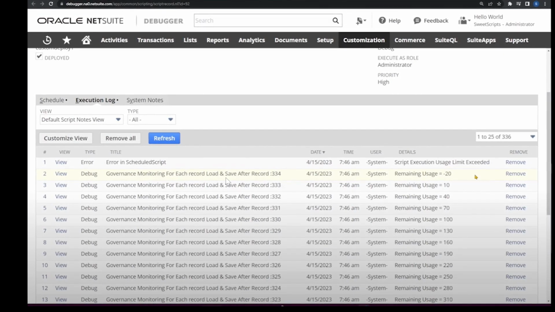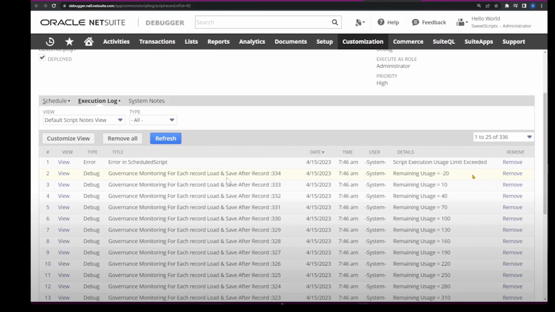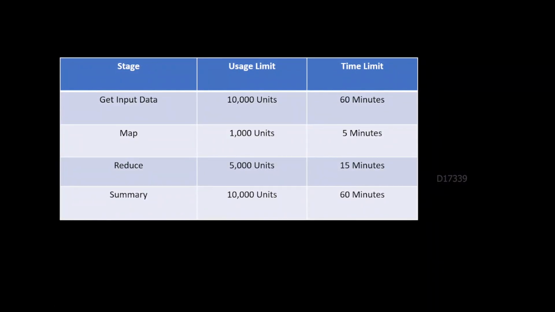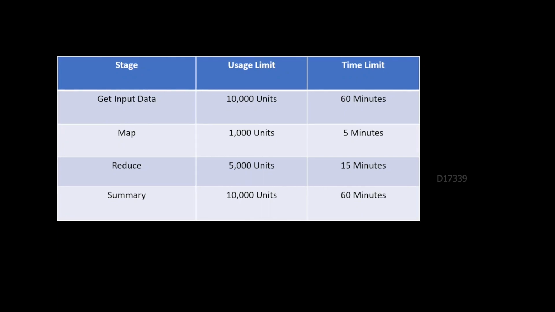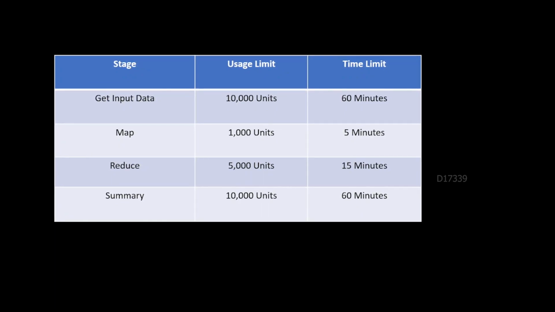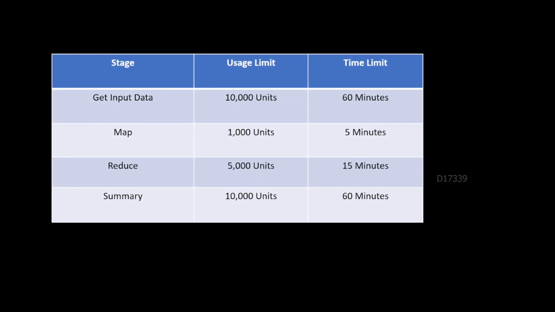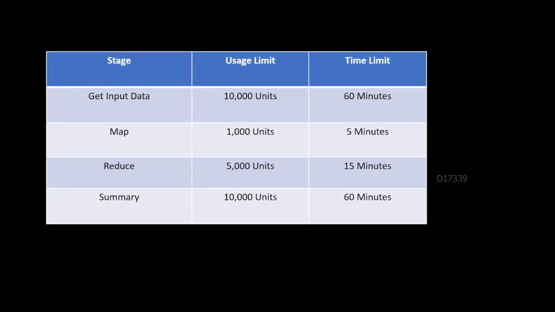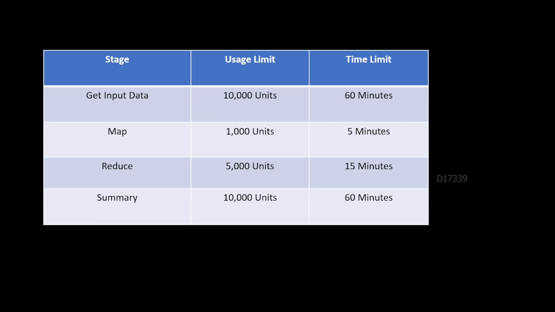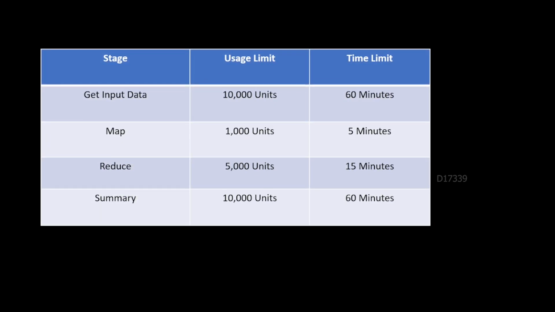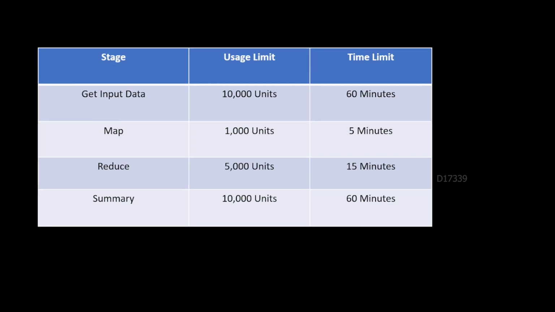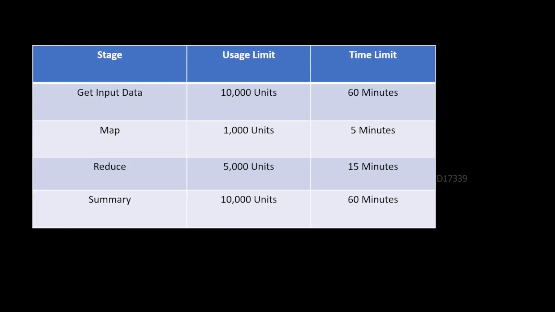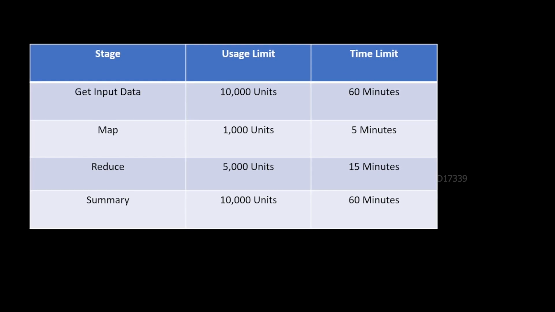The governance limit handled in MapReduce is completely different. In summary, for MapReduce we have 4 different stages: get input data, map, reduce, and summary. Coming to usage units, the get input data stage has around 10,000 units as usage limit, map has around 1,000, reduce has around 5,000, and summary has around 10,000 units. There are also time limits for each stage, which you can see in this table.